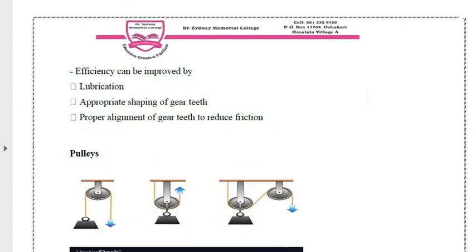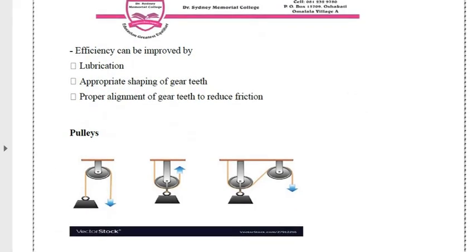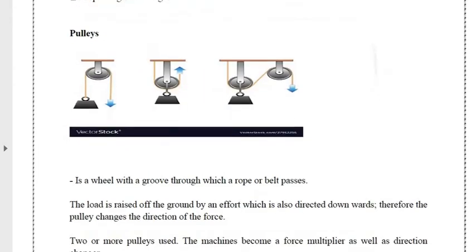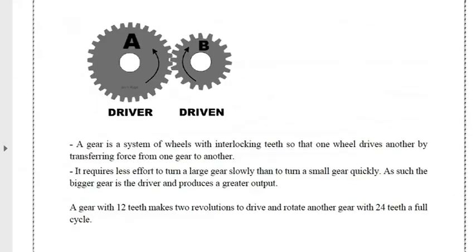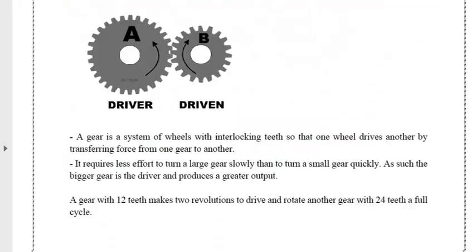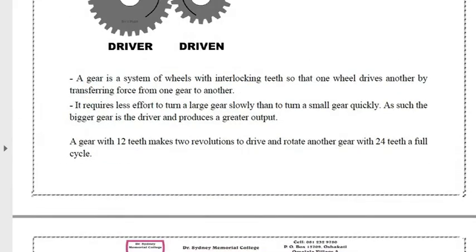Then the efficiency of the gear can be improved by doing lubrication, by using appropriate shaping of gear teeth, proper alignment of gear teeth to reduce friction. We are going to talk about efficiency in detail in just a few minutes, but that's basically how you improve the efficiency of a gear. Okay? So the next thing we want to look at, just go over again the levers and the gears, just read about it and see if you can get a clear understanding.